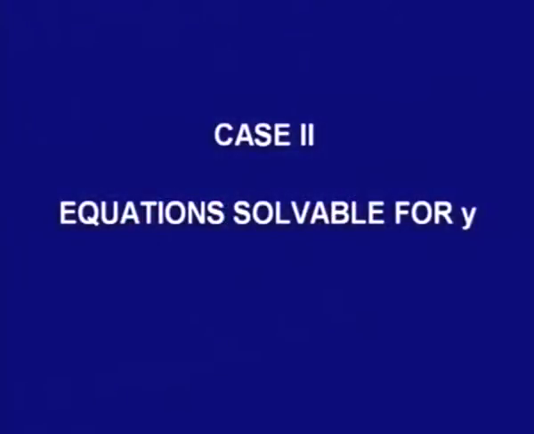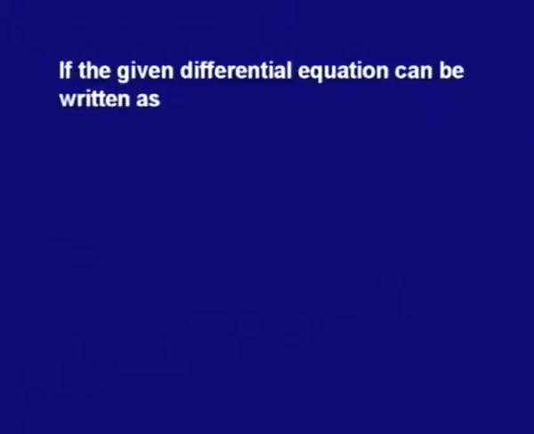Now, go to the second case where the equation is solvable for y. This is again a typical case. You see, if our nth degree equation can be written as y is equal to a function of x and dy over dx. That is, we are writing it as a function of x and y dash, and that is equated to y. That is why we are calling it solvable for y. That is, we can write y is equal to something.